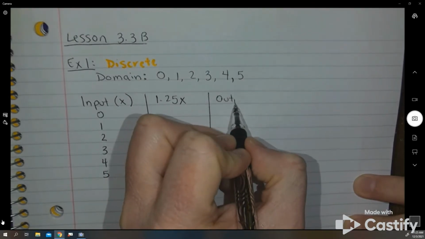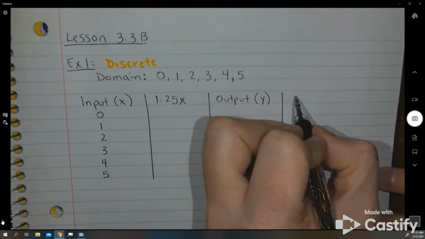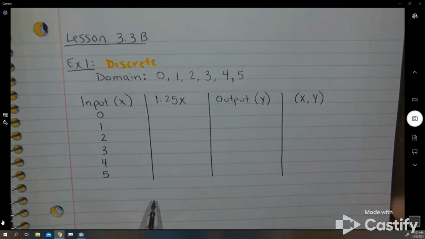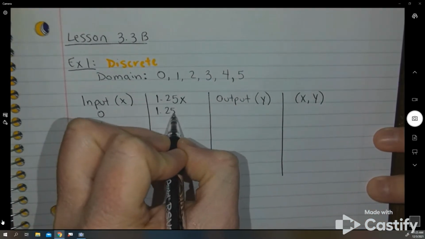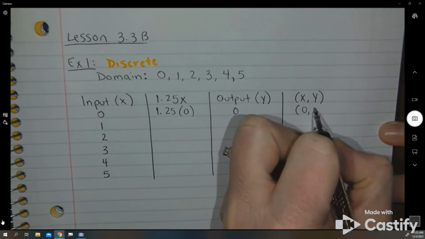And then we've got our output, which is that y value. And then we'll have our ordered pair when we take our input and our output together as a point. Okay, so we have 1.25 times 0. Well, if I don't buy any, I don't have to pay for anything. So I have a point (0, 0).